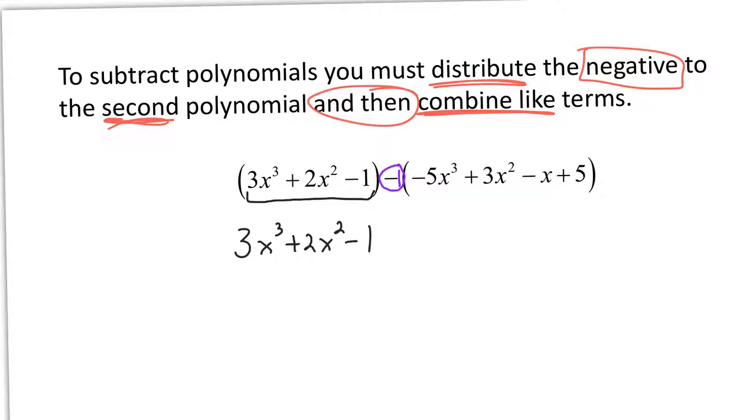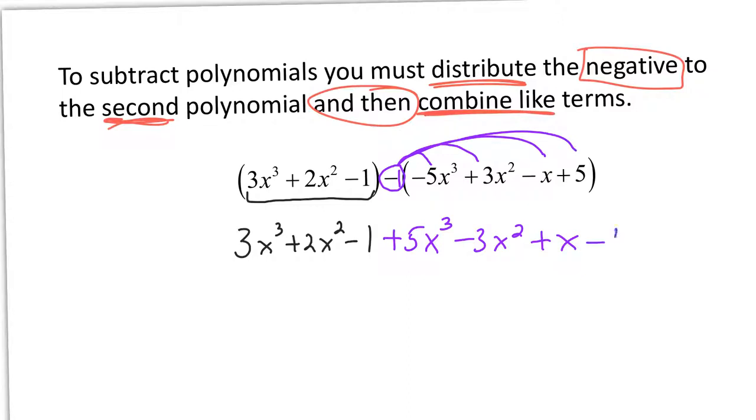So you are multiplying a negative 1 times a negative 5x cubed. That's a positive 5x cubed. You just multiply the numbers. You keep the same variable with the same exponent. A negative 1 times a positive 3x squared. That's a negative 3x squared. A negative 1 times a negative x. That's a positive x. And a negative 1 times a positive 5. That is a negative 5. So you guys distribute the negative first, and then you guys combine like terms.